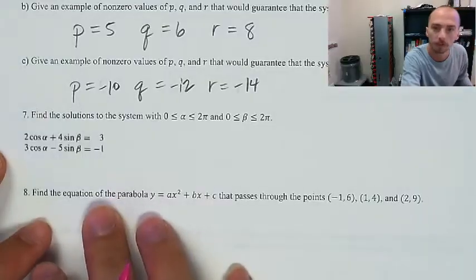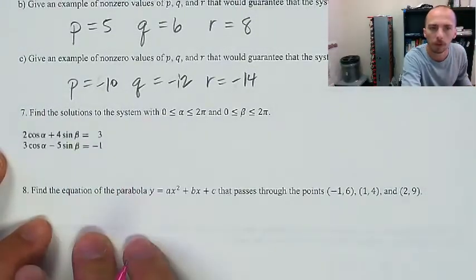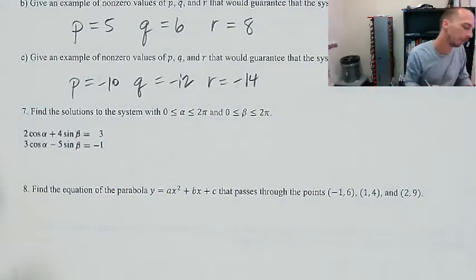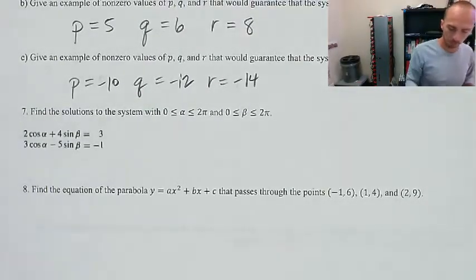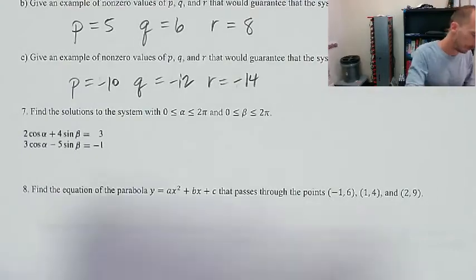Okay, find the solutions to the system with one trip around the unit circle. This one's a good one from the textbook. I always assign this one. So you might not know what to do with this one, and if that's the case, no big deal.